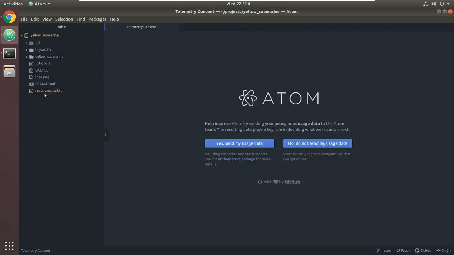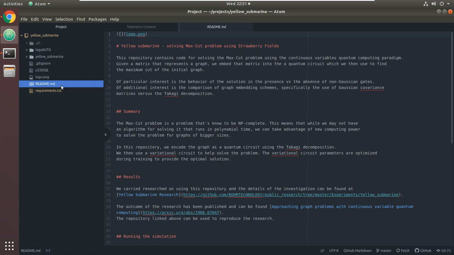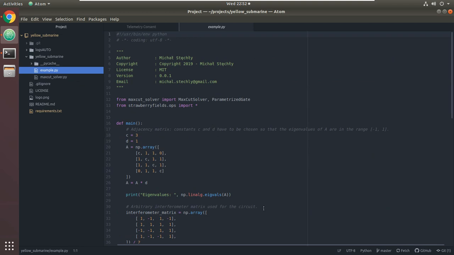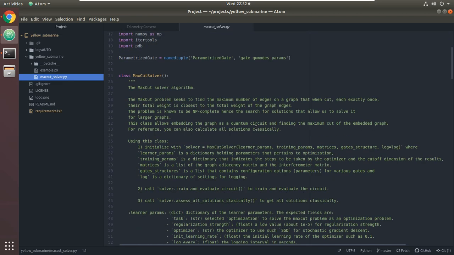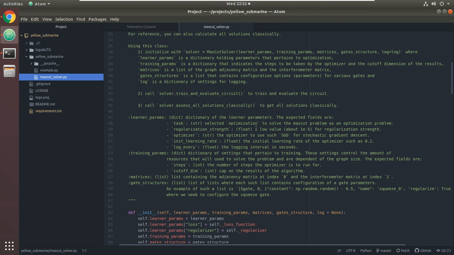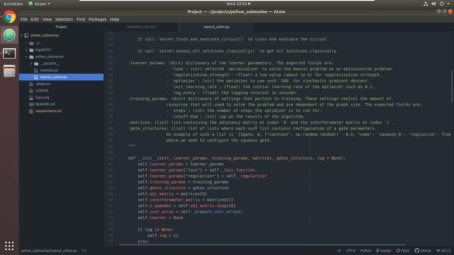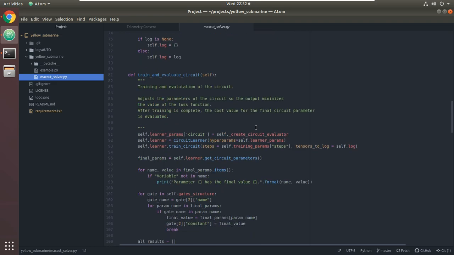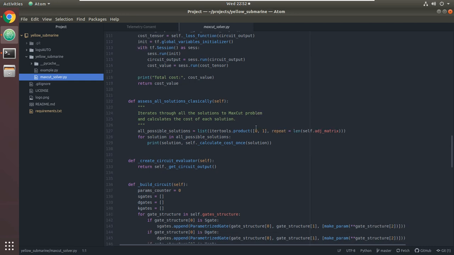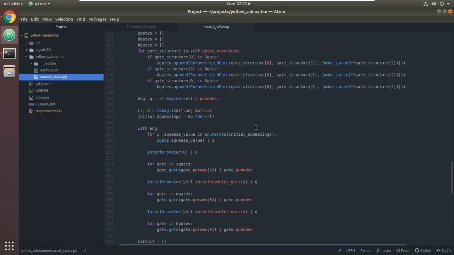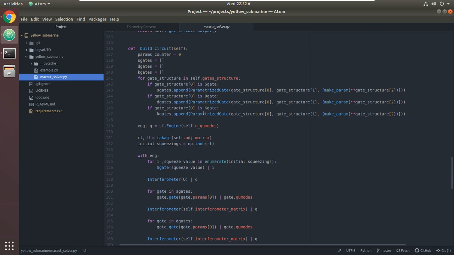What have we got here? Finally we got it to run, if I remember well. There's the example file and the MaxCut solver file, so this is the actual class. What was the train and evaluate? It says all the solutions classically build circuit. So here you're building the circuit, and here there was basically append, and here you're putting the parameterized gates.